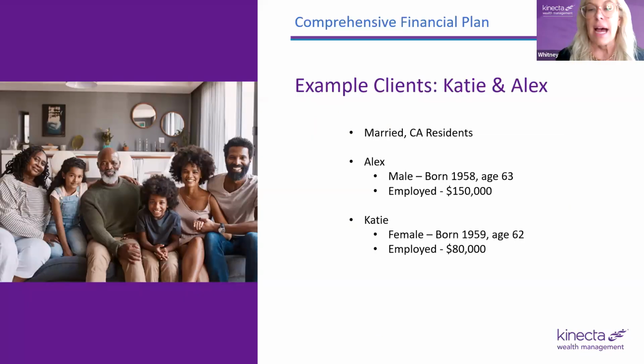So with Katie and Alex, I just want to introduce you to them here. You can see they've got children, and they've provided very well for them. They are now 63. Alex is 63, making 150,000 a year. They're married, and reside in California. Katie is 62, making 80,000 a year.